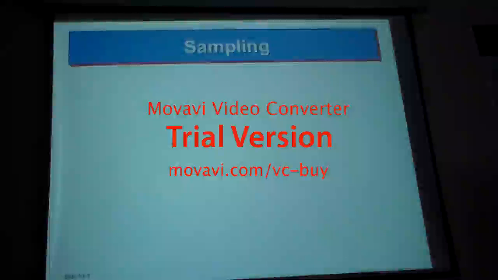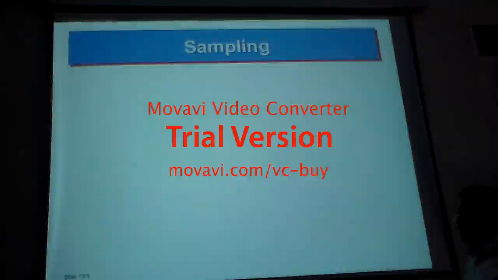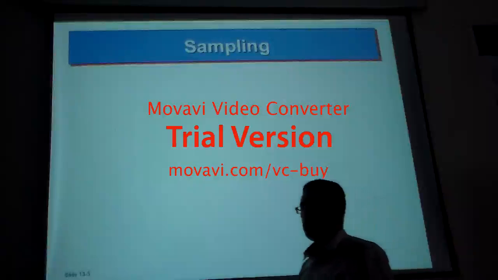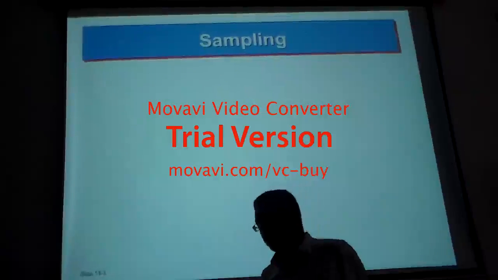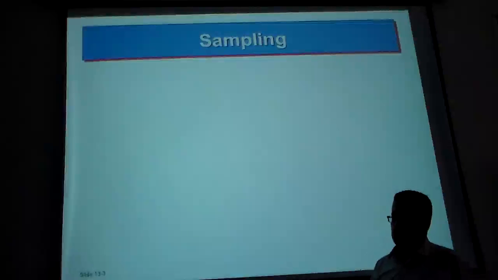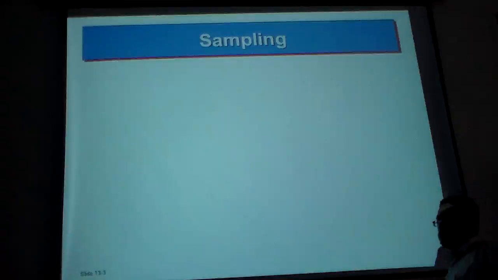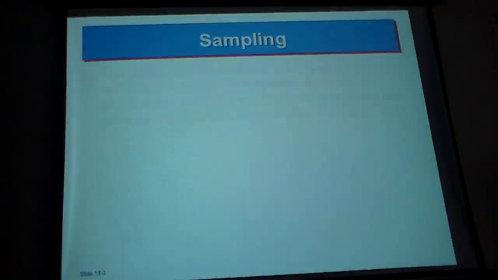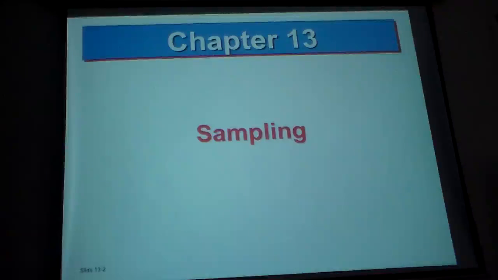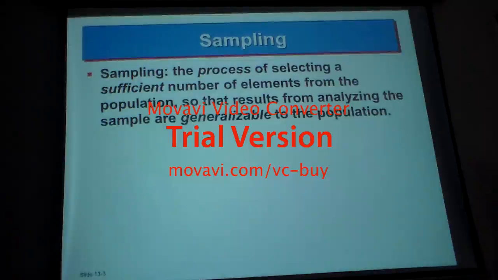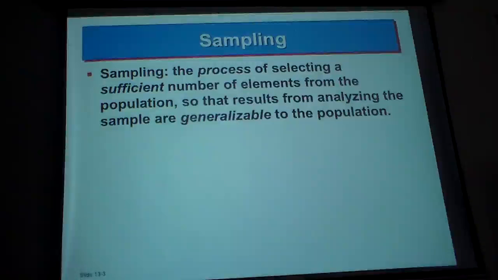Actually, sampling comes after we decide about our research design, about how we are going to collect the data. So we need to do the sampling. So what's sampling? Sampling is a process of selecting a sufficient number of elements from the population. Population means the whole elements.